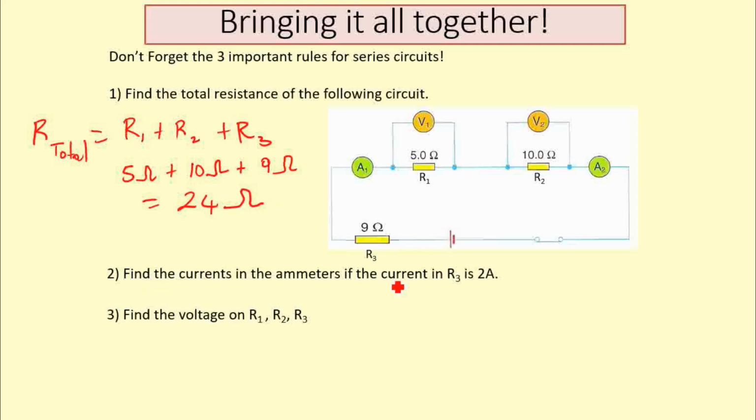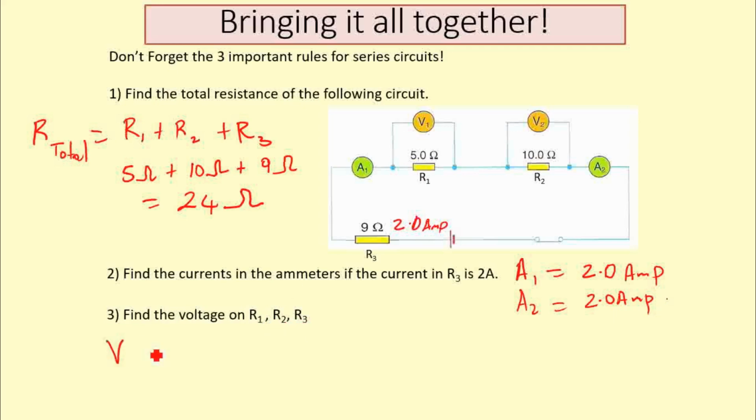Now it says you need to find the current in the ammeters if the current at R3 is 2 amperes. So the current flowing at this point is 2.0 amperes. Remember what the rule said about current? Current is the same at all points. That means that at ammeter 1, A1 has to be also 2 amperes, and A2 is also going to be 2 amperes.